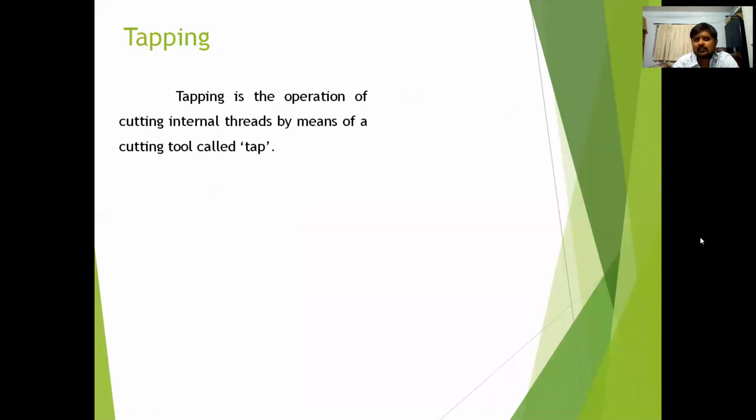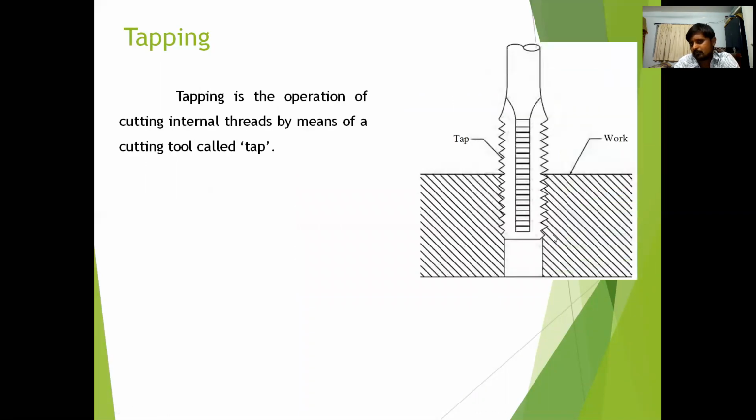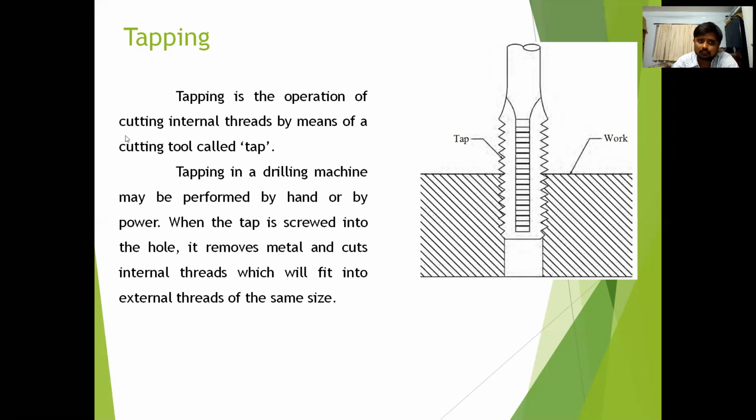Next, tapping. Tapping is the operation of cutting internal thread by means of a cutting tool, the tap. If you want to make internal threads, this is a tapping tool. We make internal threads by using the tapping tool. Tapping in a drilling machine may be performed by hand or by power. We operate the hand wheel, that means we give hand feeding or power feeding.